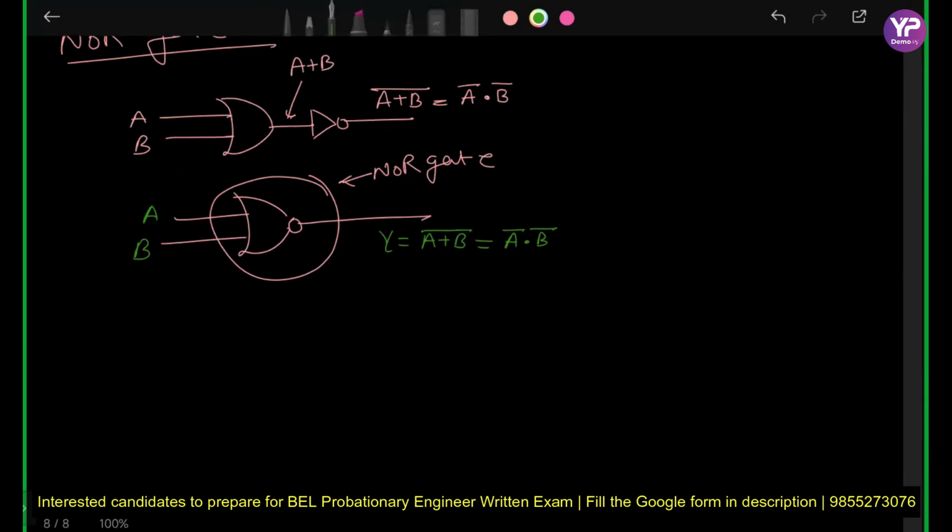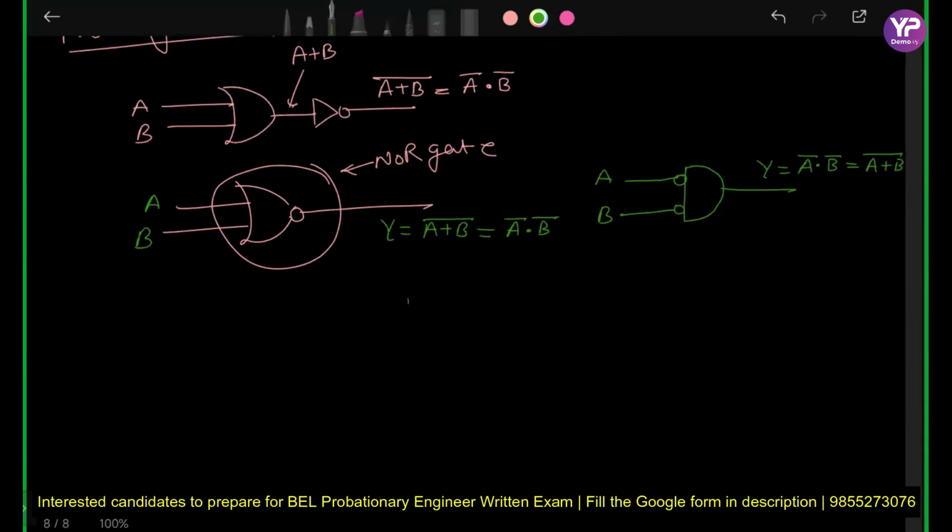The alternative symbol for this NOR gate is an AND gate with two bubbles at the input, A and B. This also results in the same thing, A bar and B bar, which by De Morgan's theorem can be replaced by (A+B) complement.